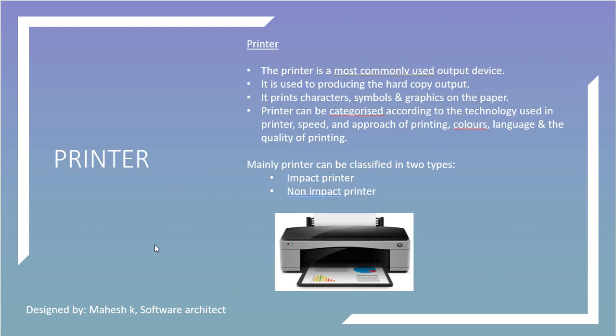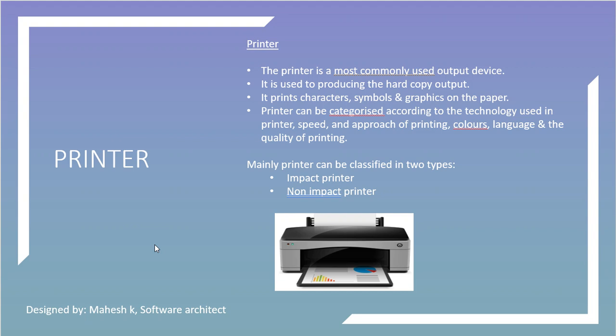So now the next device is the printer. The printer is a most commonly used output device, because whatever we can see on screen, if we want to share that soft copy with a different person, in that case we are going to use a printer. So we give the print command, it prints the data onto the page, and then we can share it with others. Okay, so the printer is a most commonly used output device.